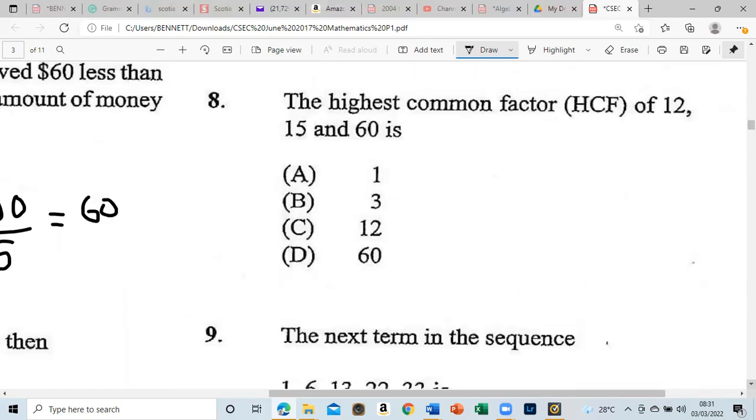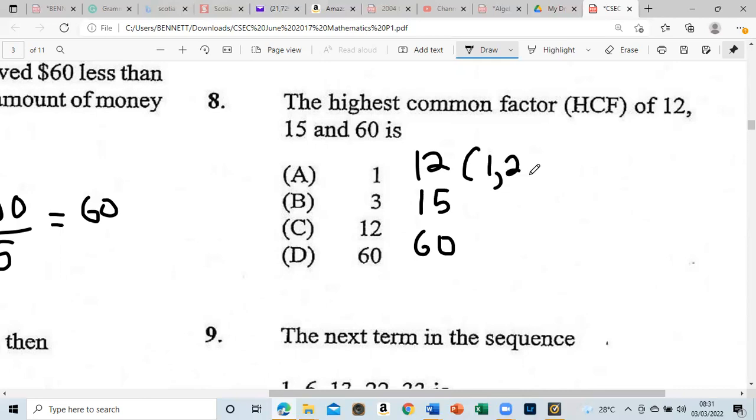Number 8 says the highest common factor of 12, 15, and 60 is. I know the answer right away, but I'm still going to show persons how to do it. So we have 12, 15, and 60. What we have to do is list all the factors of 12. That's 1, 2, 3, 4, 6, and 12. Remember, factors are numbers that can divide equally without leaving a remainder.